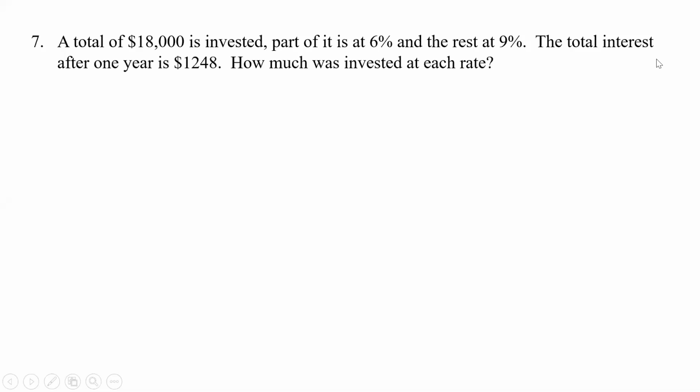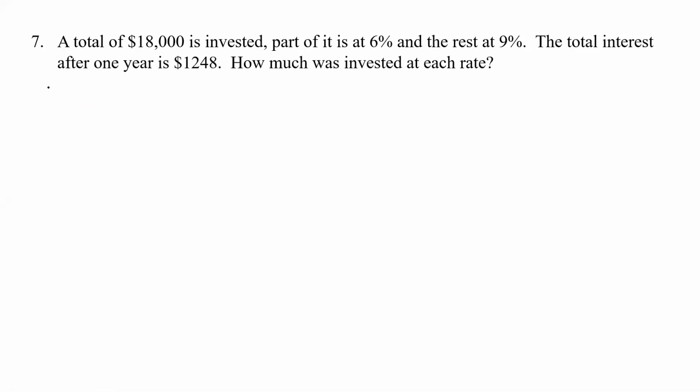All right, so here we have a total of $18,000 invested, part of it at 6% and part at 9%. The total interest after 1 year is $1,248. How much was invested at each rate? So we have to label some items.